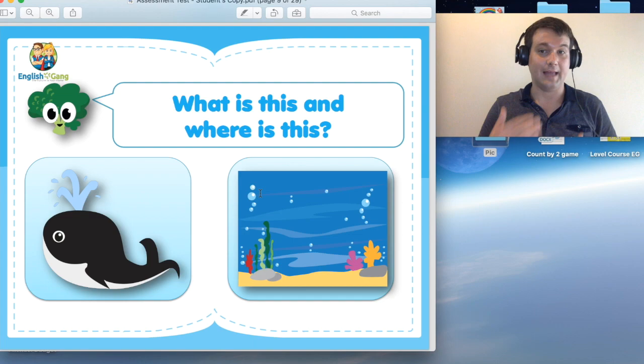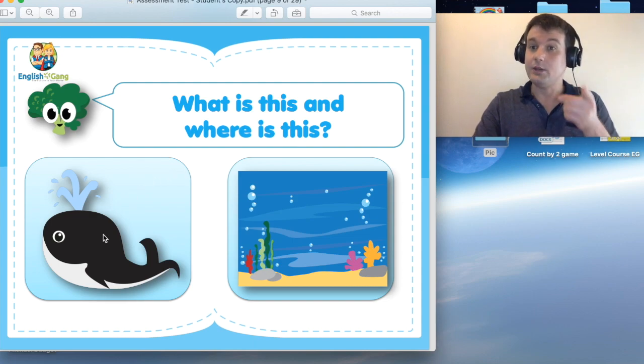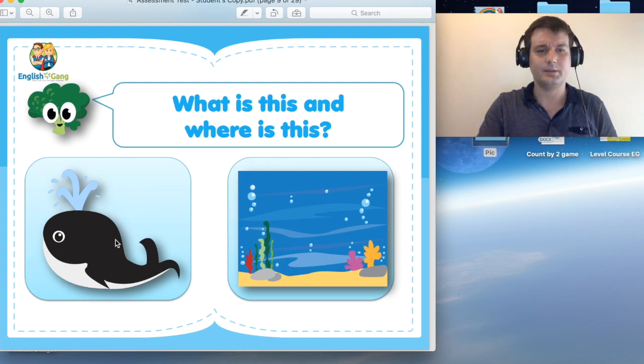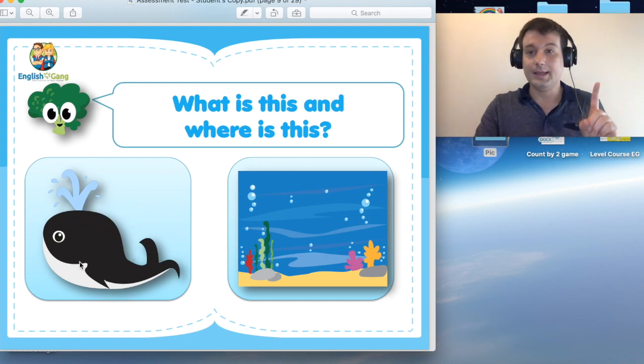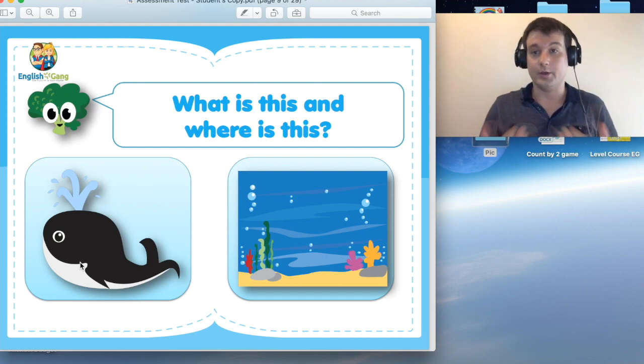Okay. So we're getting to the last slide of the kittens, or beginners, section of the assessment. What you would ask is, what is this and where is this? Can you tell me, what is this? Responses I've gotten: fish, dolphin, animal, or I don't know. And then you could say, it is a whale. It is a whale. And then you give them a chance to respond. And if they don't respond, that's okay. You move on to the next picture.